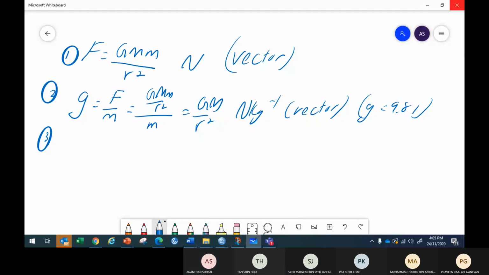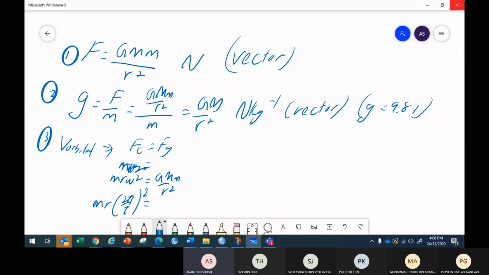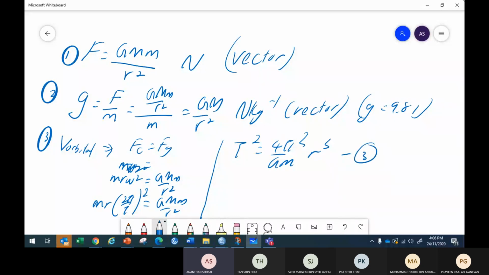Third, after gravity, you learn about orbital speed. How do you get it? Fc equals Fg. Fc is mrω squared, equal to GMm over r squared. Then halfway, we substitute ω equals 2π over T, and end up getting T squared equals 4π squared r cubed over GM. This is the third equation.